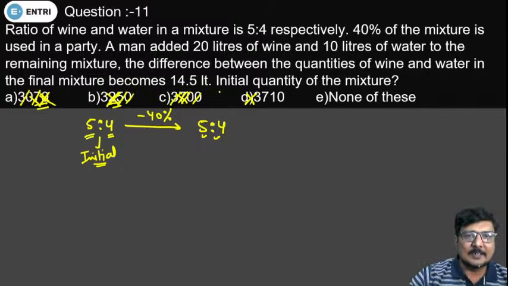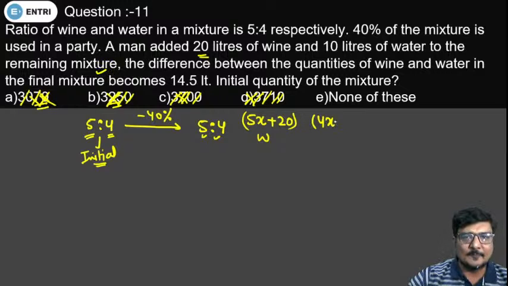So let us see what will be the answer of this particular question. If we are withdrawing a certain amount, the ratio remains the same. So we assume the wine is 5x, and we are adding 20 liters of wine, so 5x plus 20 is your wine. And 10 liters of water in the remaining mixture means 4x plus 10. In the final mixture, the difference of the quantities became 14.5. So this is our wine and this is our water.